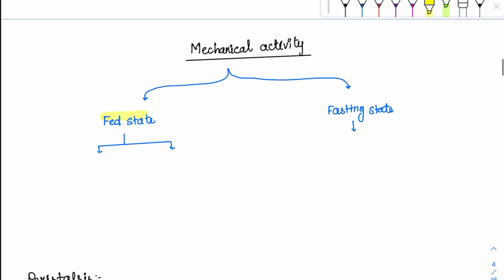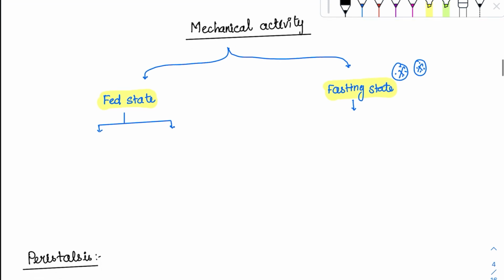Some type of mechanical activity happens during the fed state. Suppose we are eating, and during the fed state, when the person has food in the stomach, this is going to happen. And some motility is present even in the fasting state. This is important. Even if somebody is fasting, even if somebody has a long gap between meals, some motility is still happening. Let's see what that motility is.